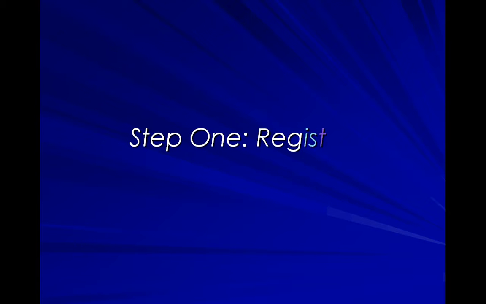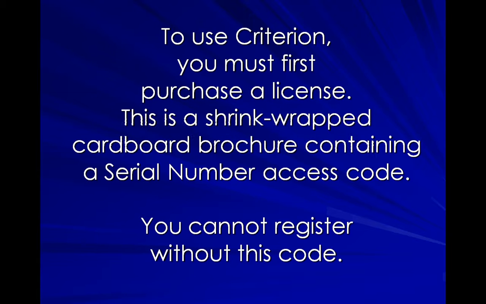The first thing you need to do is register yourself on Criterion so it knows who you are, what class you're in, and what assignments you should get. In order to use Criterion, students have to purchase a license. This is a small cardboard brochure, shrink-wrapped, sold in the college bookstore. You can't register without that code. You're not buying a piece of software, you're just buying a code to a website.